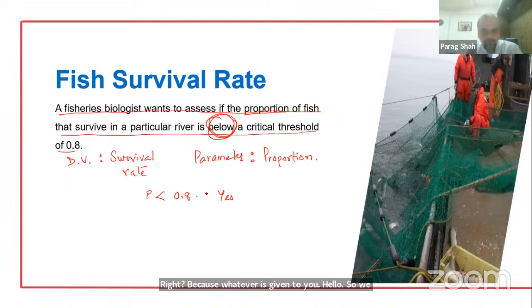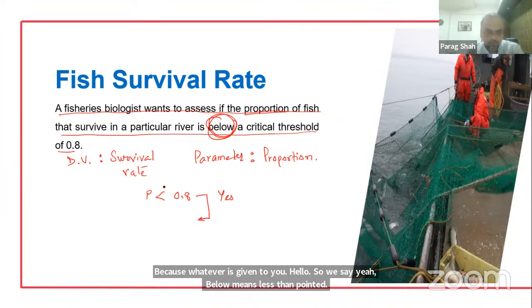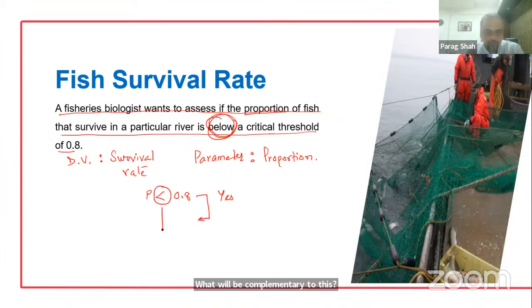What will be complementary to this? Complementary to less than will be what? Complementary to less than will be greater than or equal to, because less than we already have over here. What is left other than less than? Greater than or equal to. Here we have an equal to sign. So this becomes the null hypothesis. This becomes the alternative hypothesis.